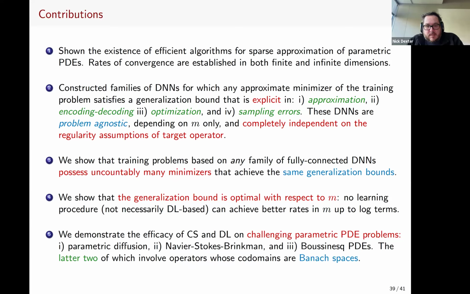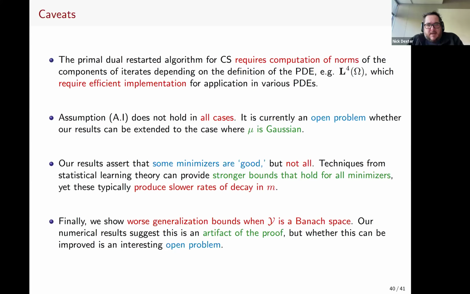And we show that the generalization bound is optimal with respect to M, so no learning procedure, not necessarily deep learning based, can achieve better rates in M up to log terms. We also demonstrate the efficacy of compressed sensing and deep learning on challenging parametric PDE problems. And the latter two, of course, involve operators whose codomains are Banach spaces. Some caveats, like I mentioned: the primal dual restarted algorithm for compressed sensing requires computation of norms at each iteration.